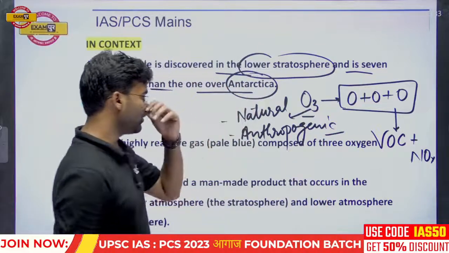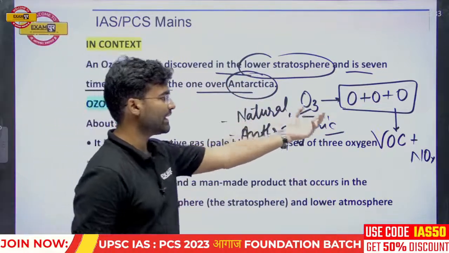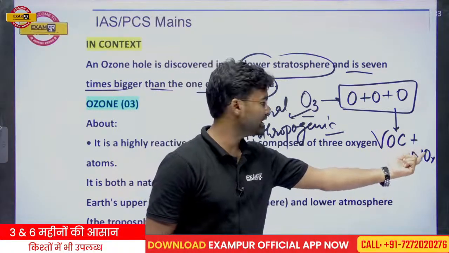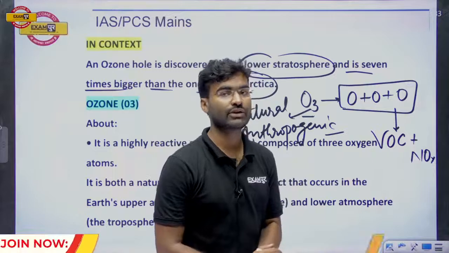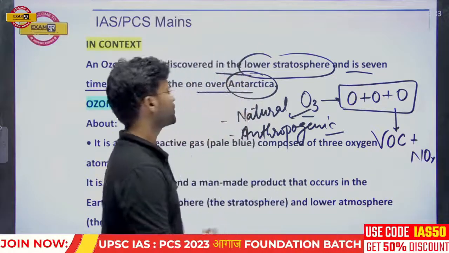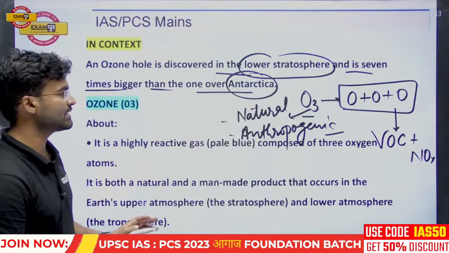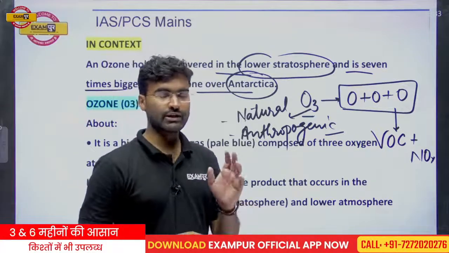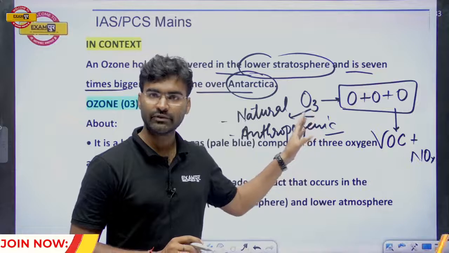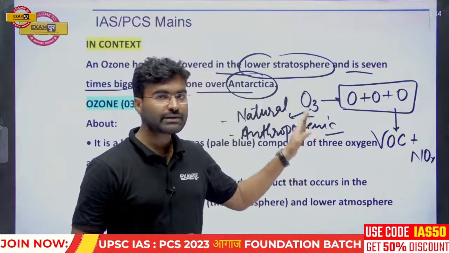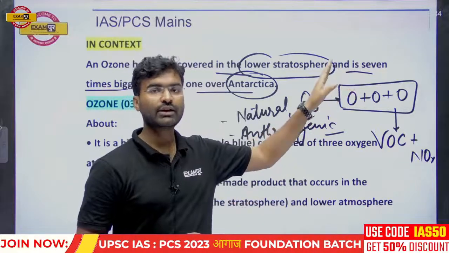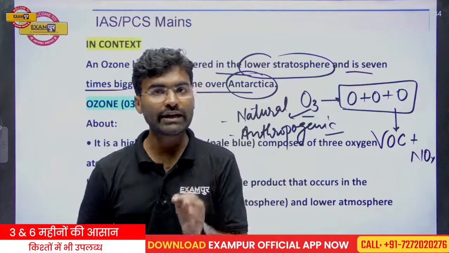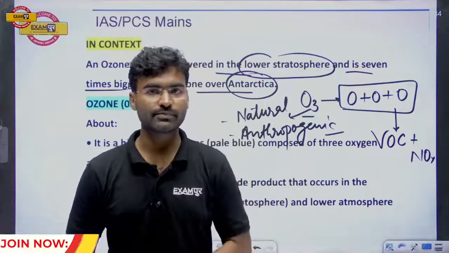Okay, so how is ozone created? Ozone is formed by the reaction of volatile organic compounds with the oxides of nitrogen. Okay, so ozone is a very reactive gas. If it is found in the troposphere, then it is very harmful for us. But if it is found in the stratosphere, then it protects us from the ultraviolet rays, which have higher energy, coming from the sun.